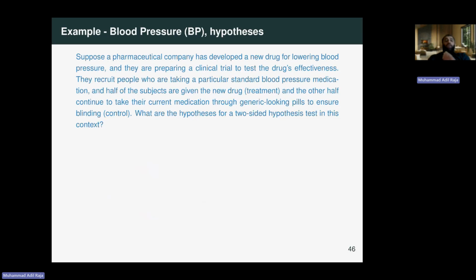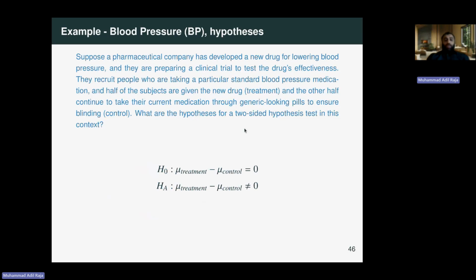Okay. What are the hypotheses for the two-sided hypothesis test in this context? So what do you think your null hypothesis and the alternative hypothesis are going to be? So as the name says, null. Null means that there is no difference between the two groups, whether or not they take the treatment or not. So there is no difference, right?